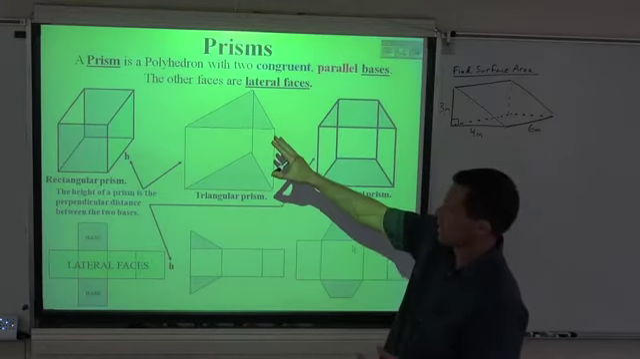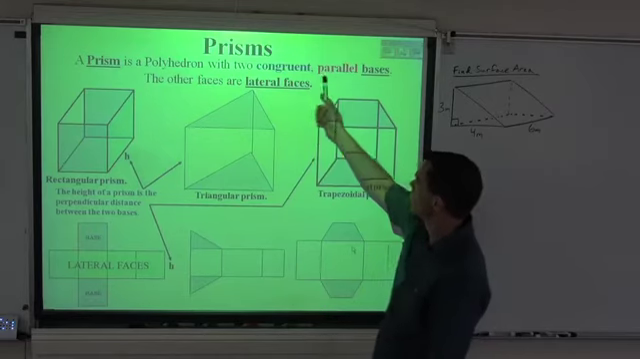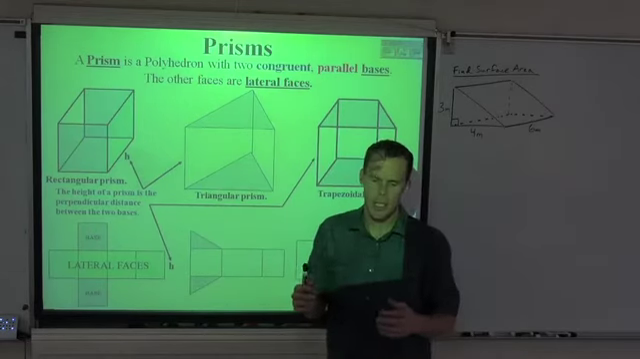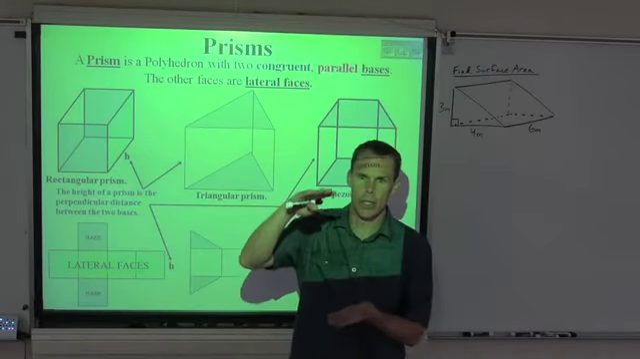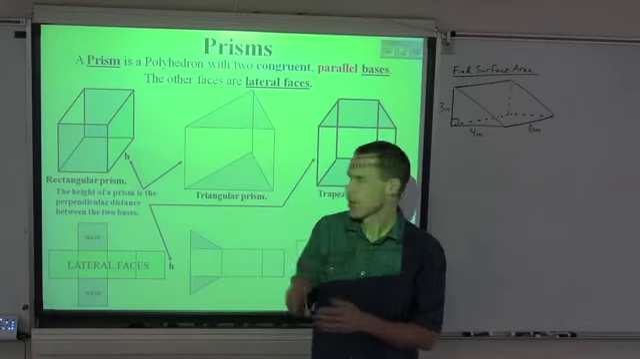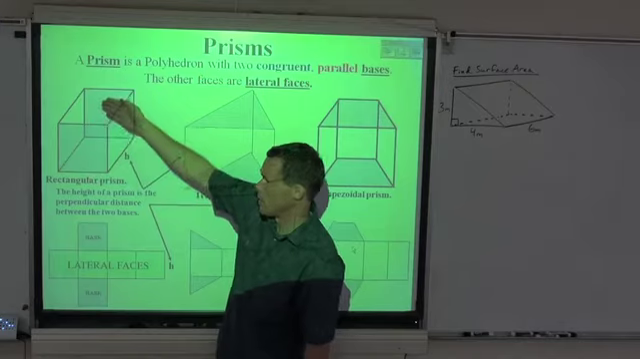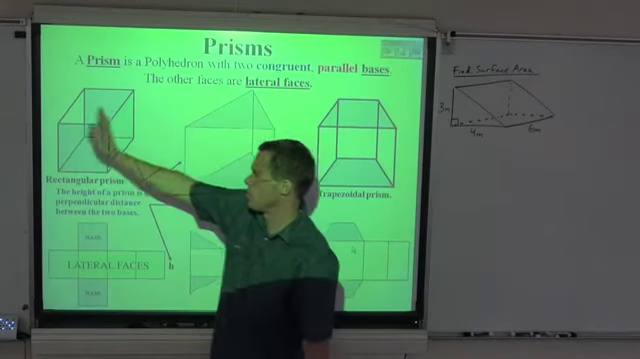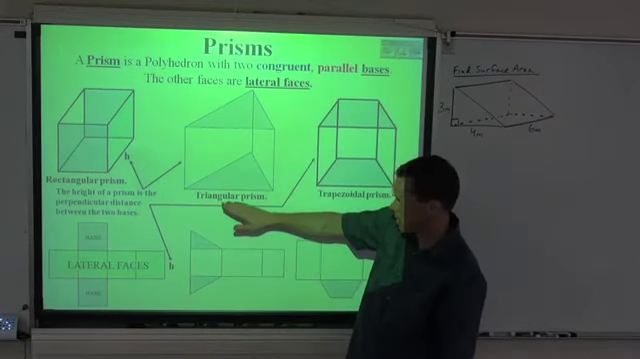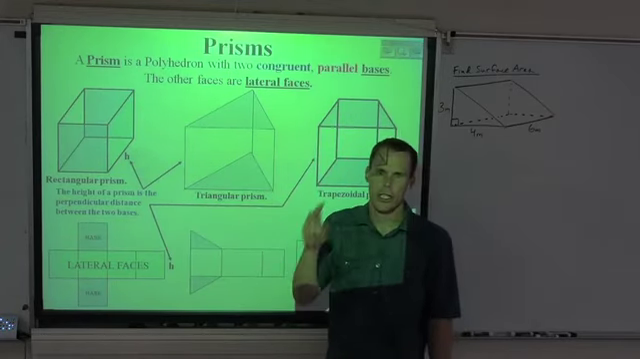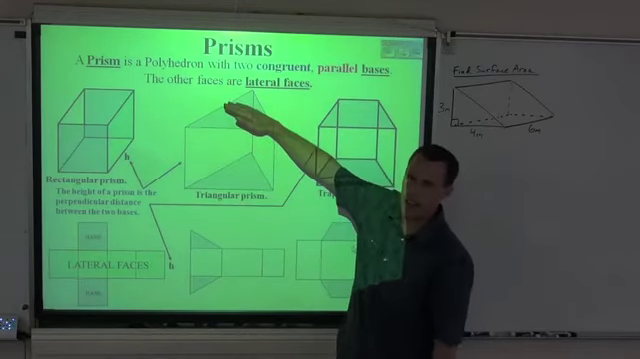A prism is defined as a polyhedron, so many surfaces, that's what polyhedron means, with two congruent parallel bases. This is the really important part about prisms. You must have two congruent and parallel bases. Now when we look at this shape here, a box, it might be the front and the back that you call the bases. It might be the two sides or the top and the bottom. But when you look at this shape here, this is a triangular prism. The only two congruent parallel parts is the triangle on the bottom and the triangle on the top.